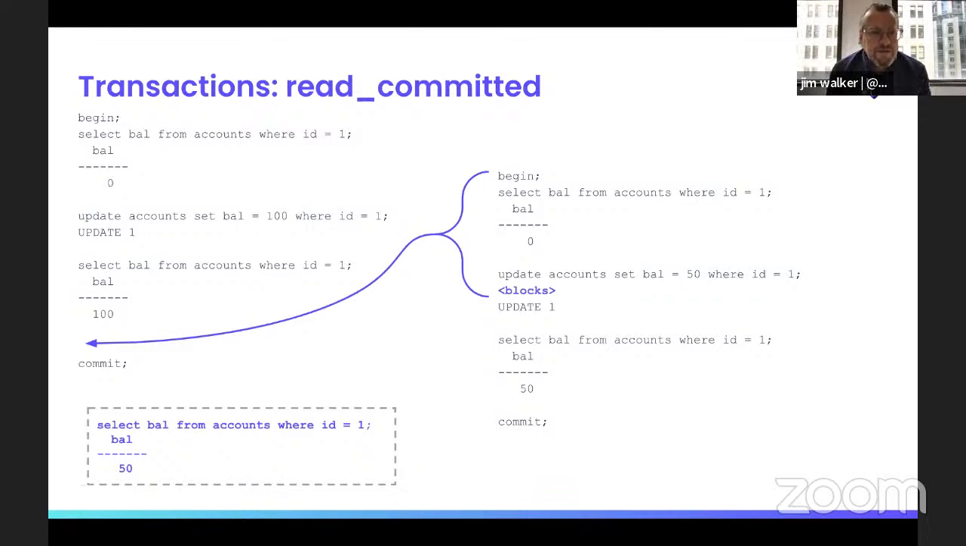Here's the first transaction. We're going to select our balance from our accounts where ID equals 1. Okay, great, 0. That was the first step. I'm going to update this account. I'm going to set the balance to 100. And then I'm going to select, I'm going to look at that.